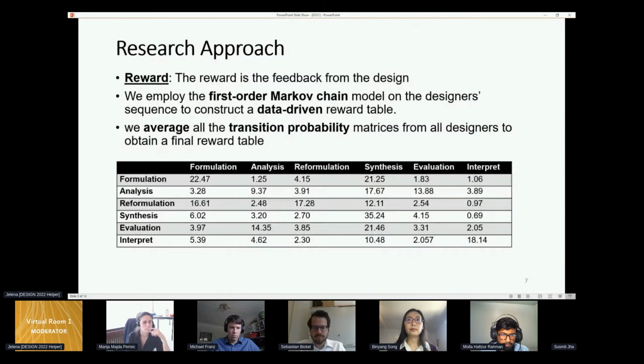In this study, we formulate the novel data-driven reward by leveraging first-order Markov chain model. We average all the transition probability matrices from all the designers to obtain the final reward table. Here, the table shows the reward table.